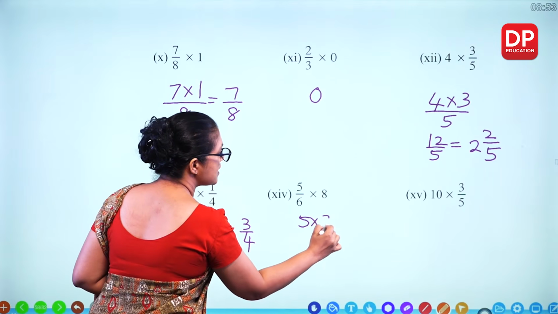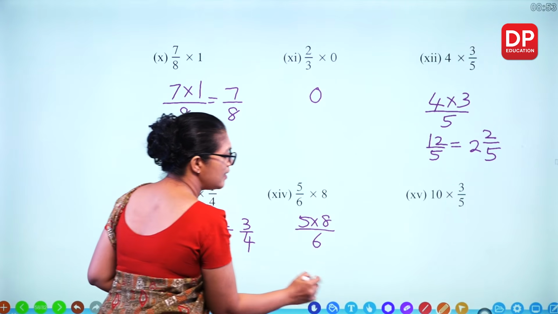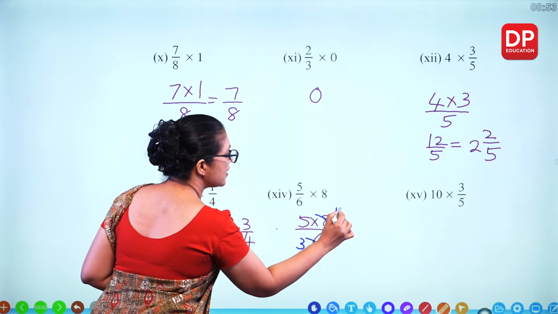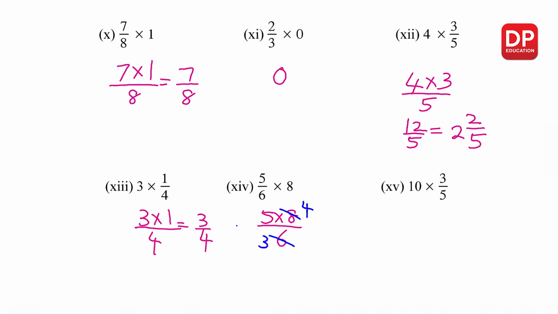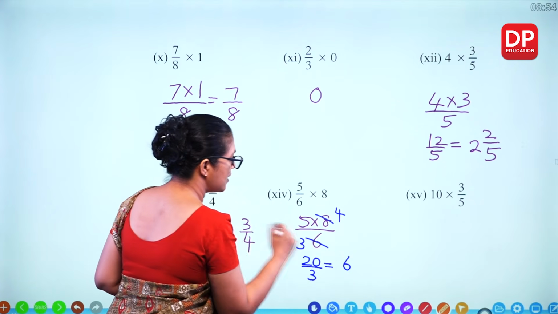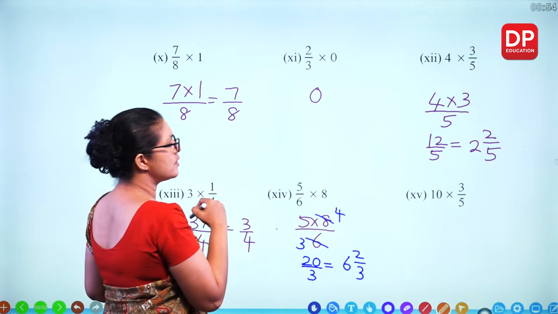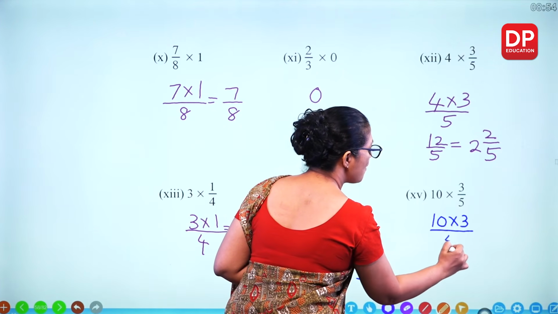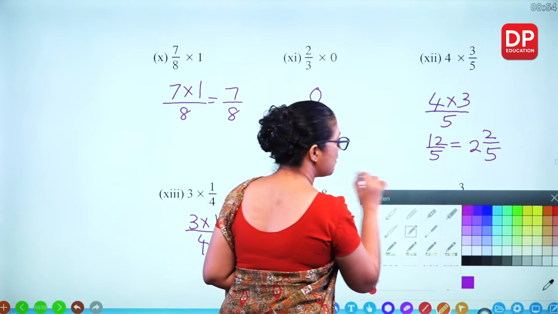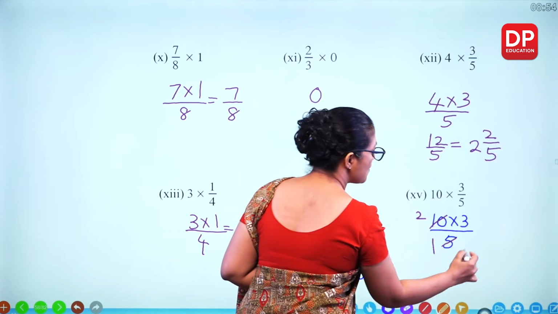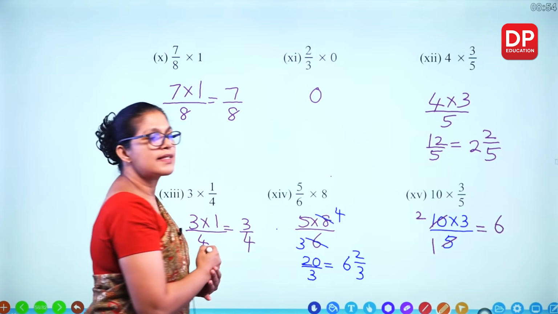5 times 8/6. You can simplify. Divide by 2. You get this one. 5 times 4, 20. 20 over 3. Write in mixed number. 3 times 6, 18. 2 remaining, so 2/3. 10 times 3, divide by 5. You can simplify. 5 times 1, 5 times 2. So 2 times 3, you get 6.